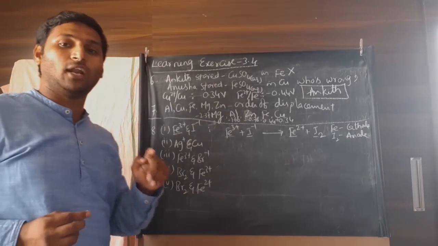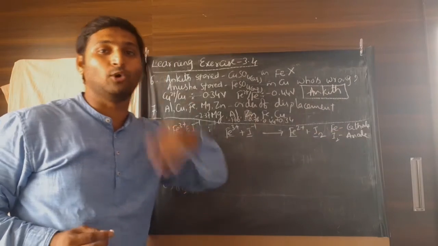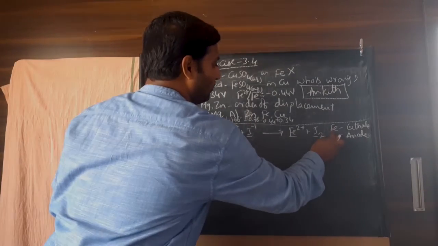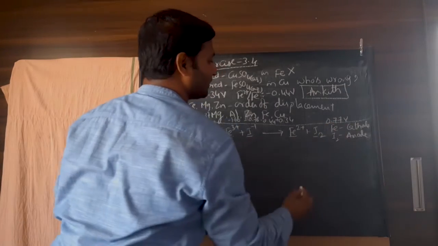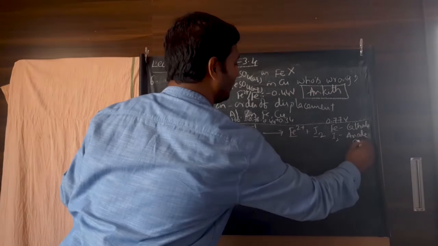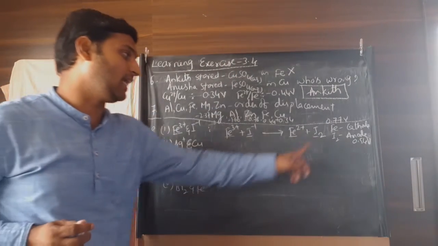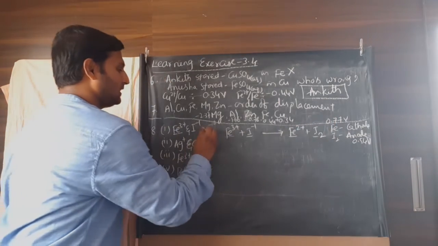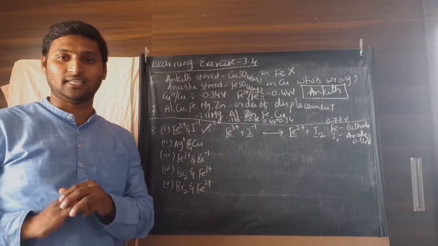Now, as I have already mentioned to you, the cathodic half should have more potential. Let us check. The electrode potential of iron couple is 0.77 volts. The electrode potential of iodine couple is 0.54 volts. So you can clearly see the cathodic couple is having more potential. Hence, this reaction can occur. This reaction can be spontaneous.